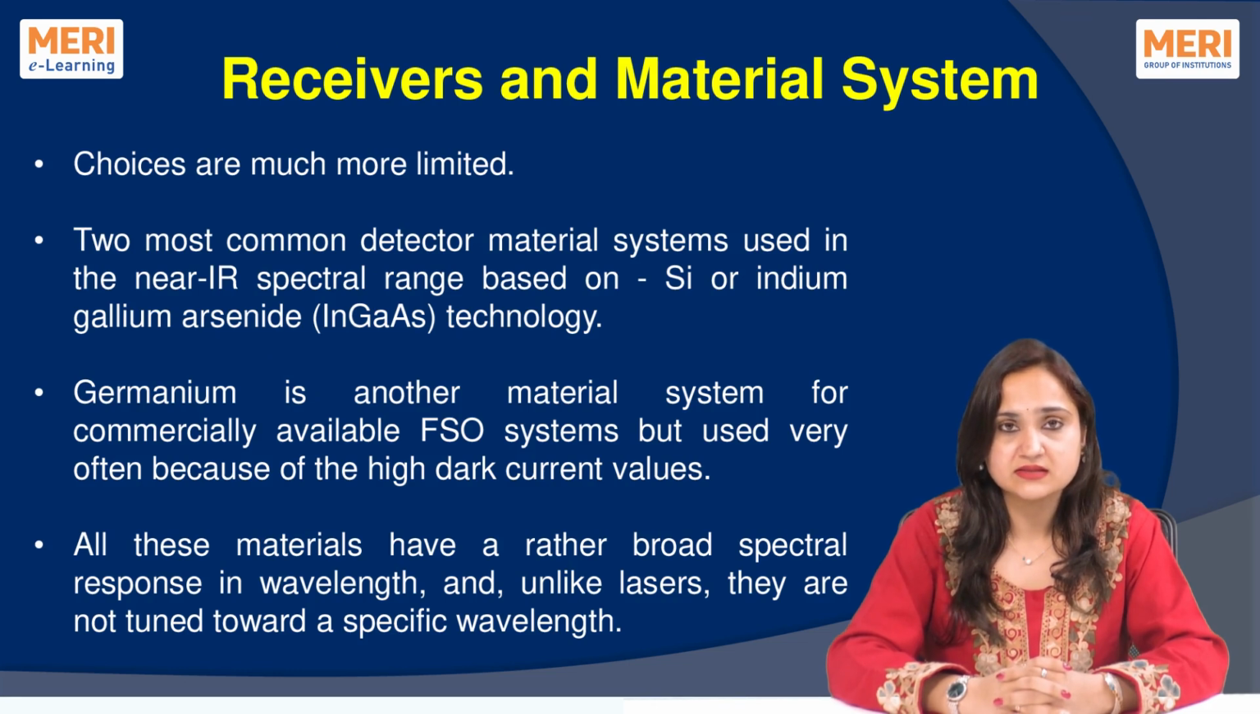Now, let us discuss the receiver side of the FSO system. The choices for detector materials are more limited compared to transmitter sources. The most commonly used materials in the near-infrared spectral range are silicon and indium gallium arsenide. Germanium is another material that has been used in some systems, but it is less preferred due to high dark current values. Unlike lasers, detectors have a broad spectral response and are not tuned to a specific wavelength.